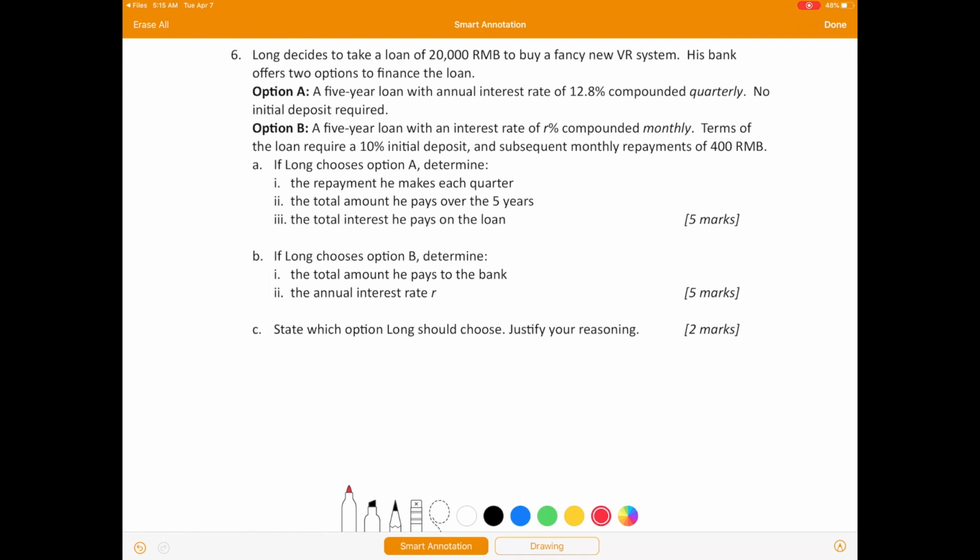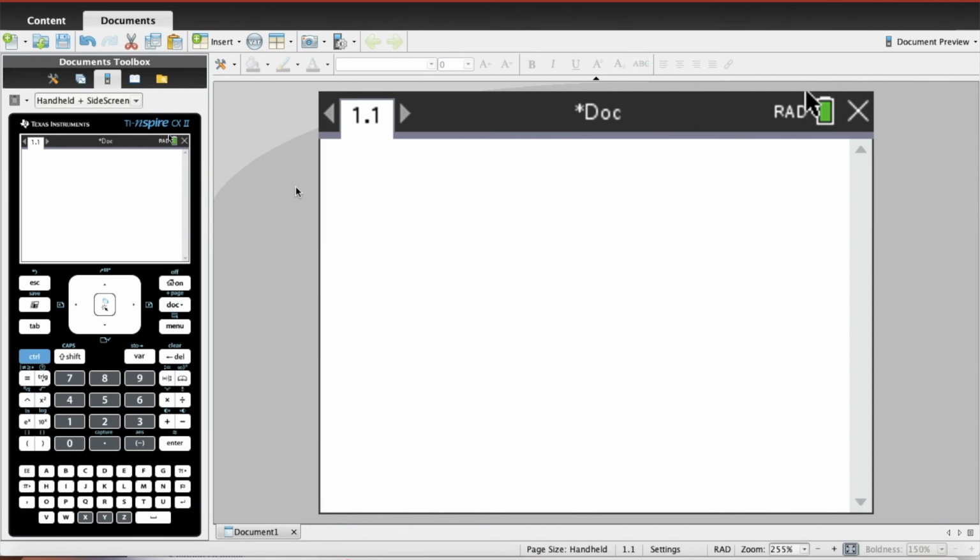All right, so we're going to go over to the calculator so that I can show you a number of things, and then we will come back to this in just a moment. We are looking at Long, option A, so this is part A one, and we're trying to find out what the repayment is that he makes each quarter.